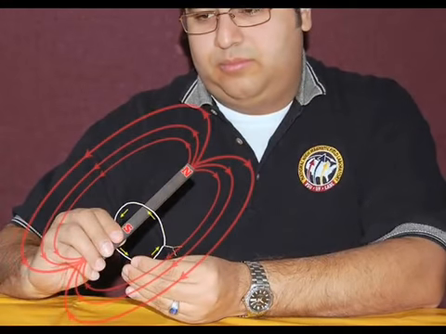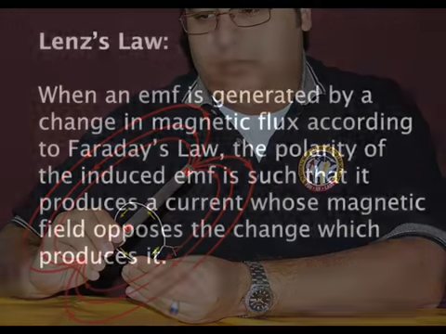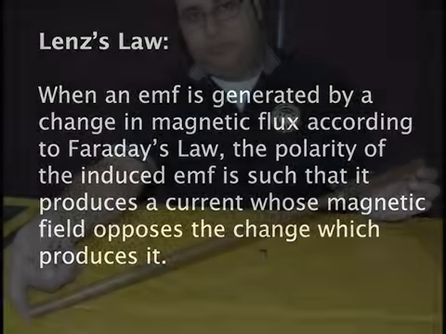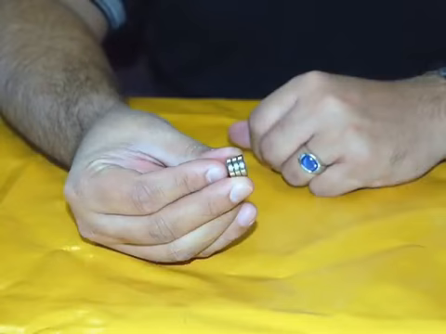That current then generates its own magnetic field. That secondary induced magnetic field opposes the initial field, the field of the moving magnet. This is known as Lenz's law, as Carlos shows with this demonstration involving a strong magnet in a hollow copper pipe. You can make an object fall in slow motion using Lenz's law.